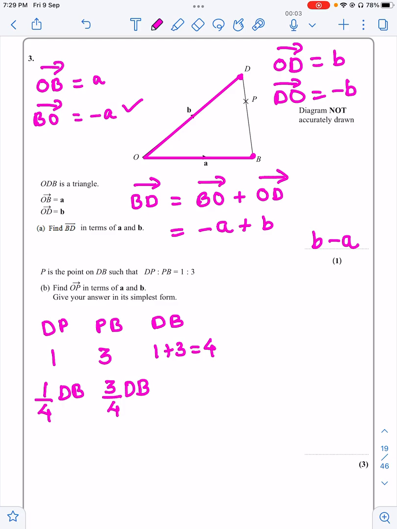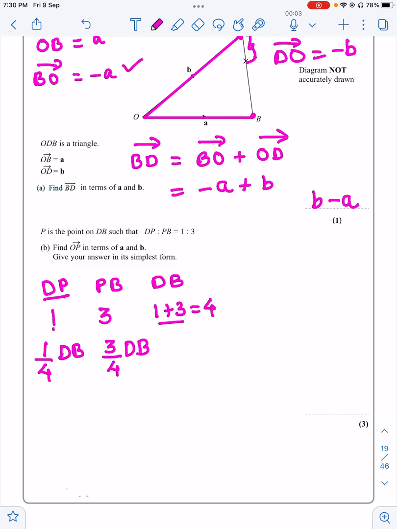So for both the concepts, you need to understand that DP is one part out of the 4 parts of DB and PB is 3 parts. So this is how I write. DP is one part, this numerator becomes 1, and how did this 4 come? You had added 1 plus 3. So I know now DP is equal to 1 upon 4 DB and PB is equal to 3 upon 4 DB.